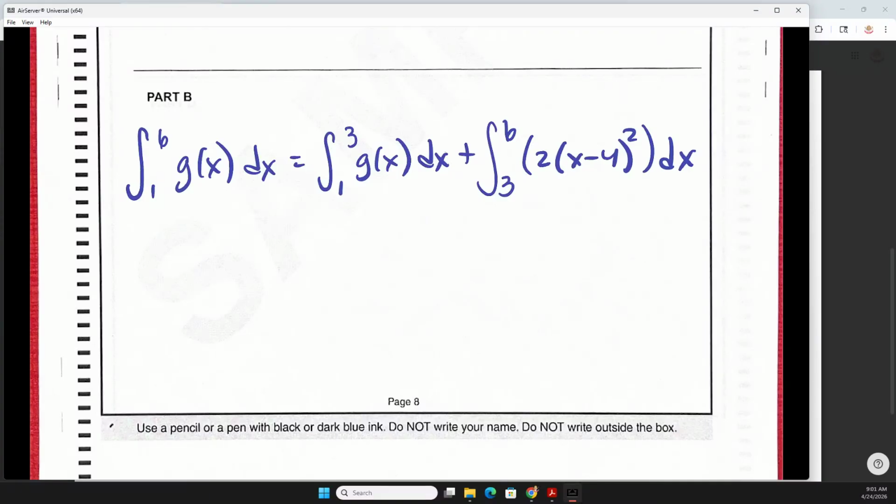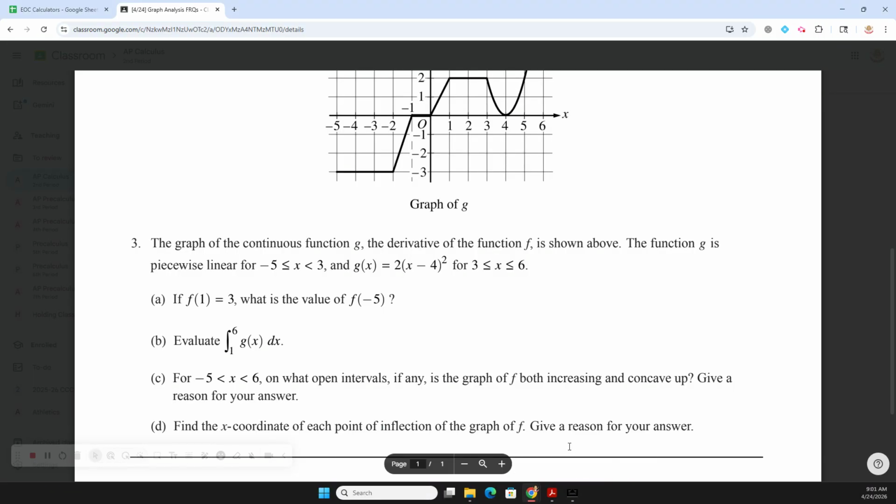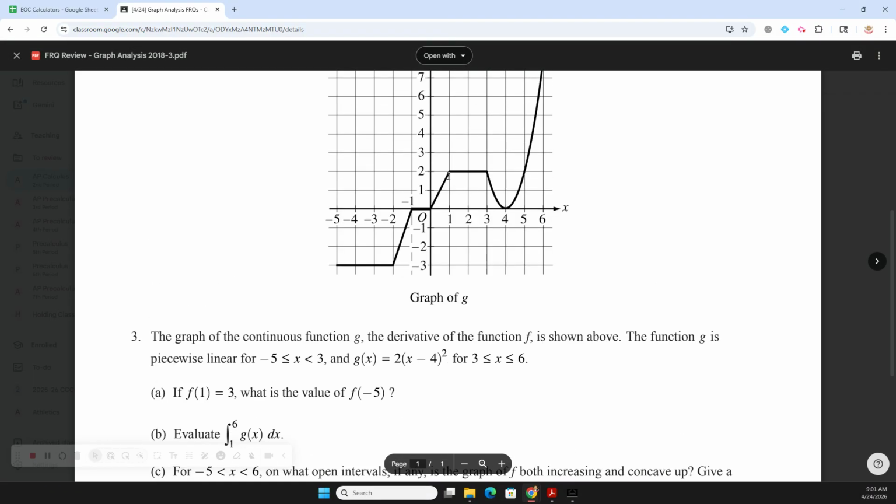I'm not 100% sure if you need to write it that way. I think if you just went ahead and did all the things, it would be okay, but this is a good way to explain to them what you're doing, because the people grading your test don't know you, so they don't know what you know. All right, so from 1 to 3, what's that area? 4. Yep.